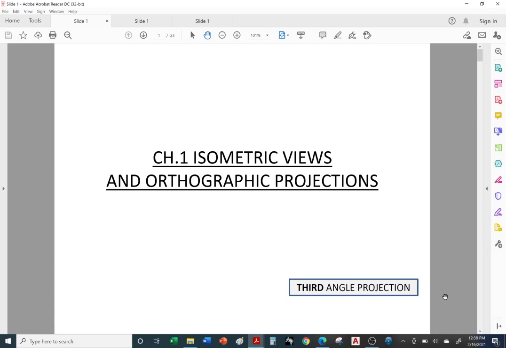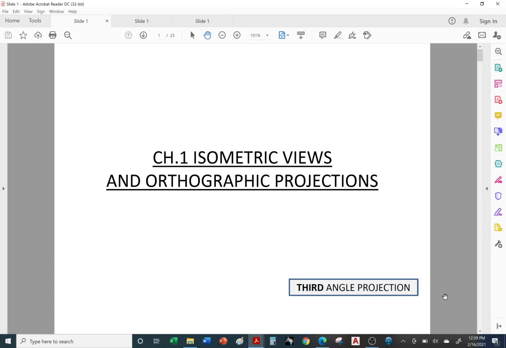So I decided to take isometric views from Chapter 5 and turn it into a Chapter 1 assignment, and orthographic projections, which is actually covered in Chapter 3. And I decided to call this Chapter 1.